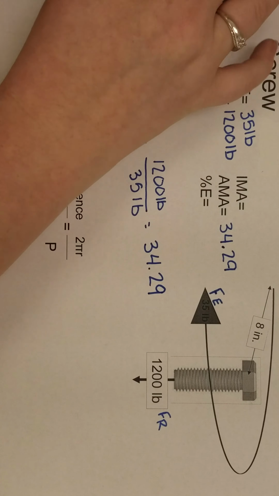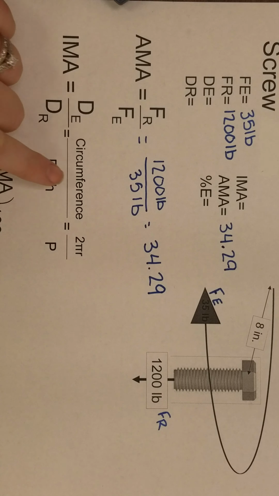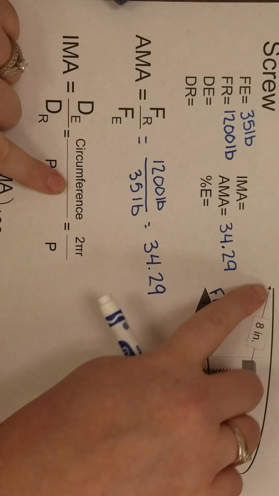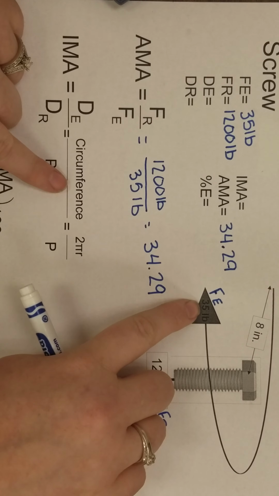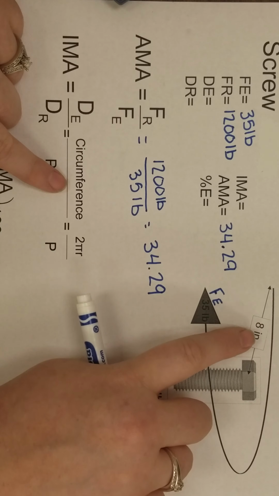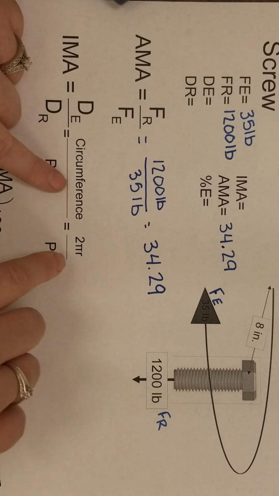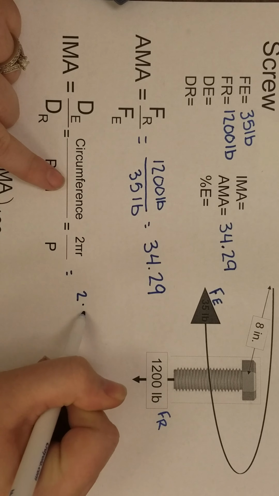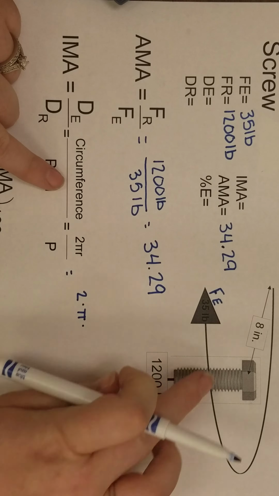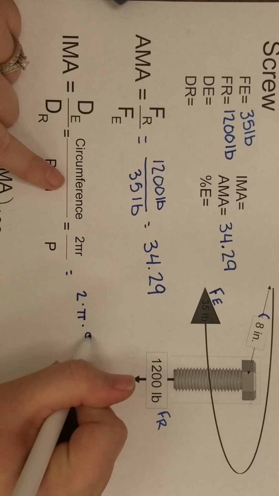Now, this is where things get a little bit tricky when we need to calculate our ideal mechanical advantage. So to get our distance of effort, we need to calculate the circumference that we're turning with the tool to turn our bolt. So I see here that my circumference is going to be 2 times pi times r. So I know I'm going to use 2 times pi times r. My r is 8 inches. So I'm going to record my 8 here.